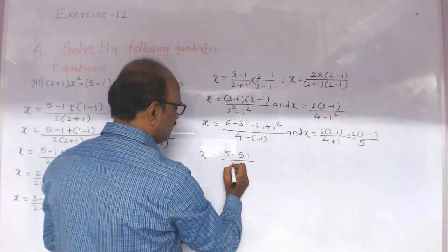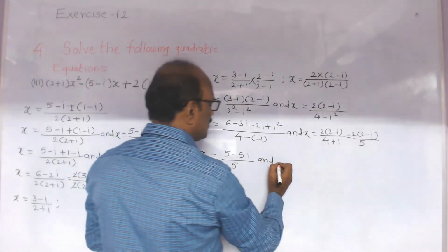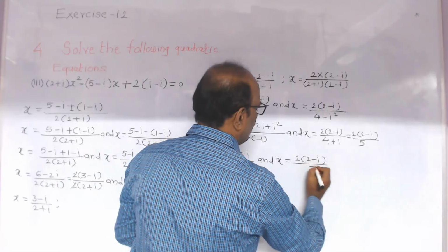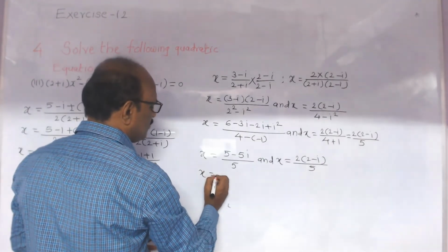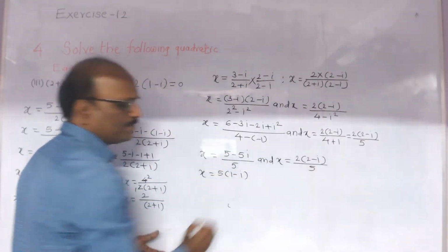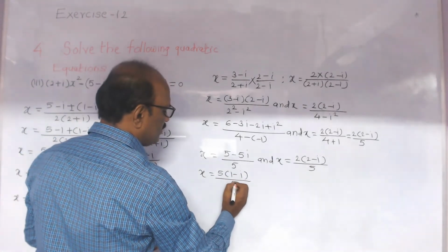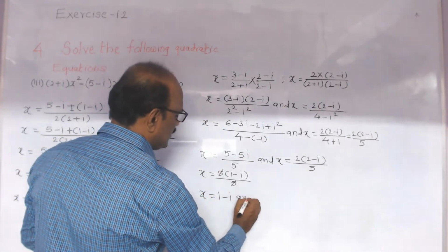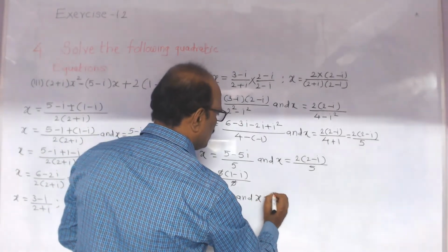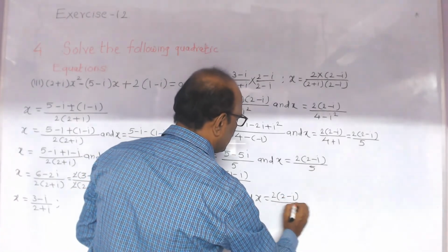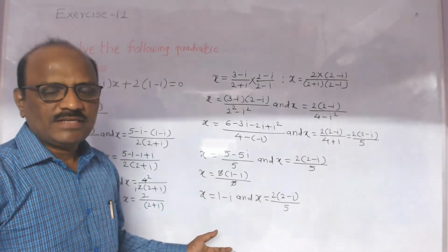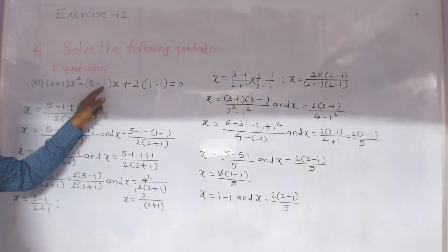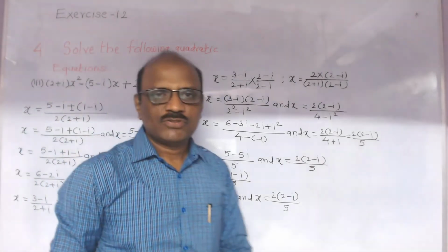And here again x is equal to 2(2 minus i) upon 5. If you take 5 as common, then you will get 5(1 minus i) upon 5. This 5 will get cancelled, and here you will get x equal to 1 minus i, and here x is equal to 2(2 minus i) upon 5. Okay, these are the roots of the quadratic equation (2 plus i) x square minus (5 minus i) x plus 2(1 minus i) equals 0.